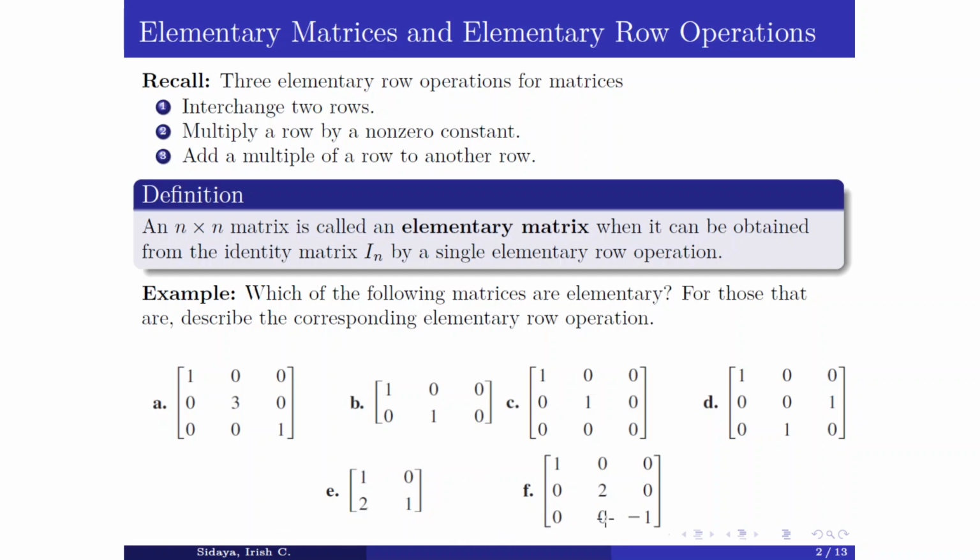How about the last one? So observe that from a 3 by 3 identity matrix, this is obtained by multiplying the second row by 2 and multiplying the third row by -1. Since it involves two elementary row operations, therefore this is not an elementary matrix.